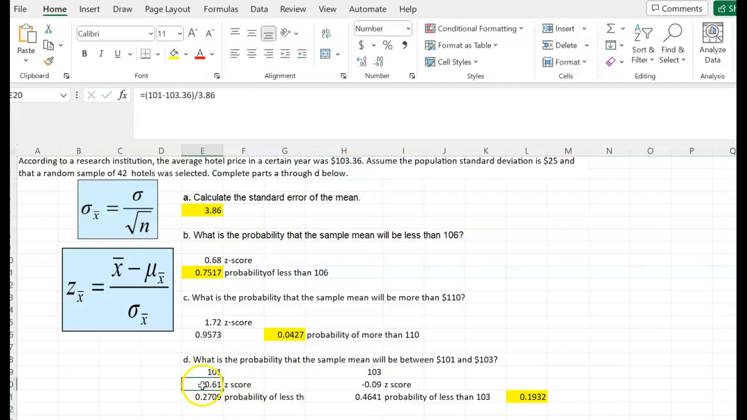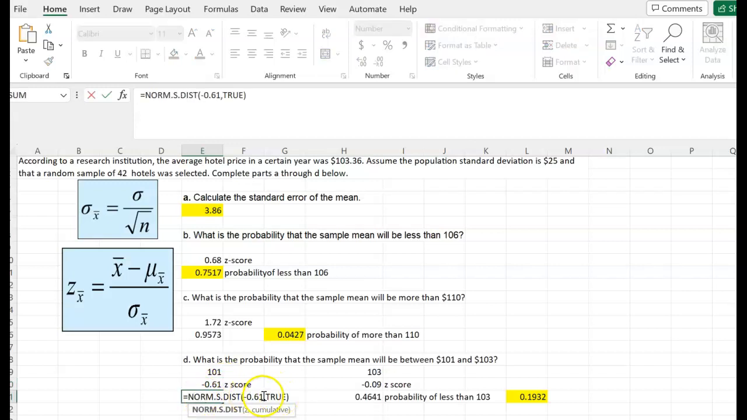Now, it's a negative because we're doing a probability smaller than the population mean of 103.36. So it's going to be on the left side. So the z-scores on the left of the population mean are going to be negative. But you still will get an answer. You can have negative z-scores. Okay, so put that in and put true.